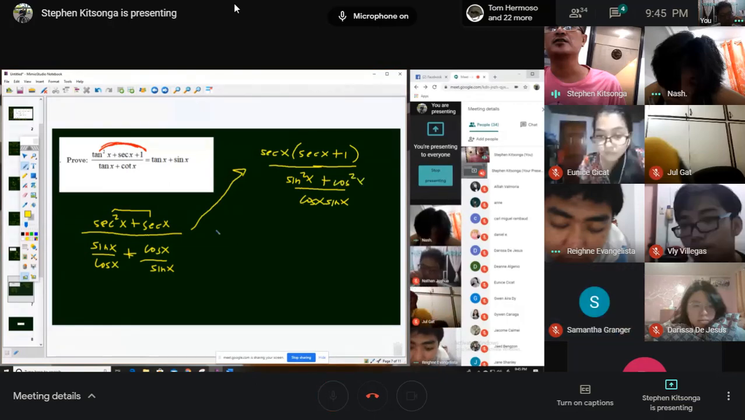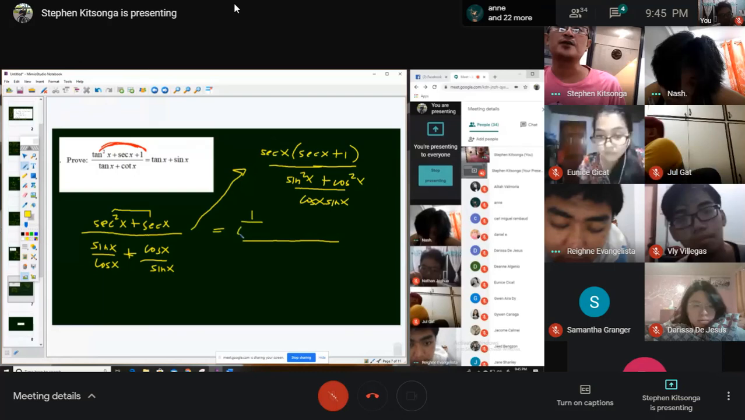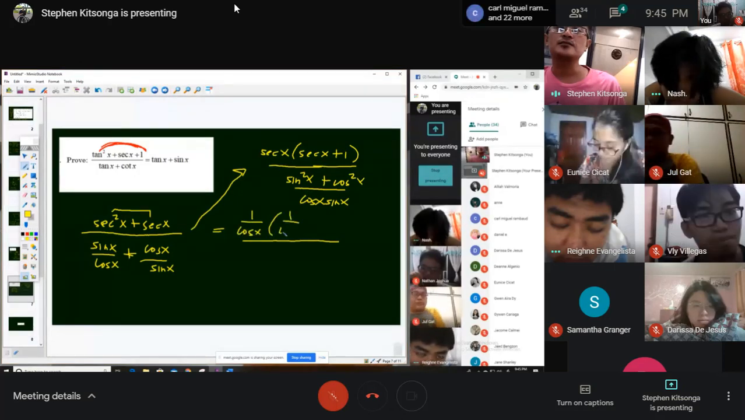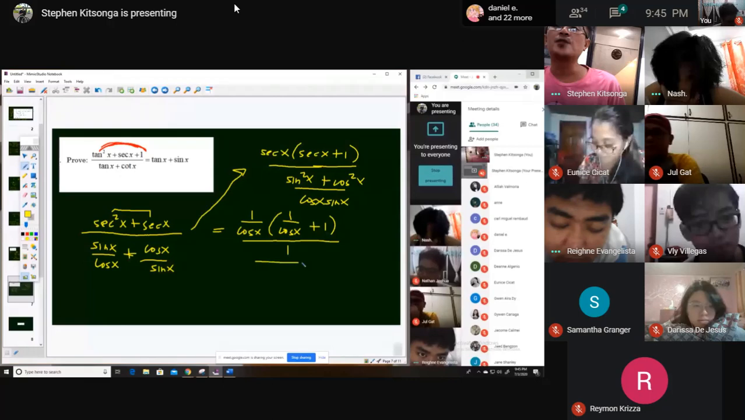Now, let's rewrite and at the same time simplify what we can. Yes, we simplify what we can. Second is 1 over cosine. Second inside is also 1 over cosine. Plus 1. Sine squared plus cosine squared, that's the 1. And then the denominator is cos x sine x.